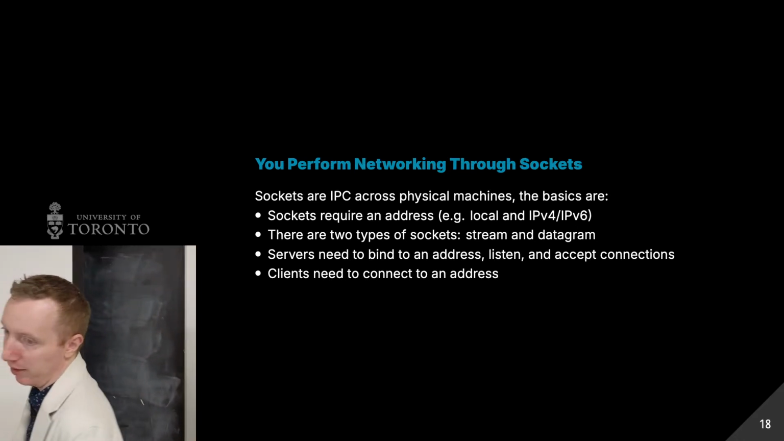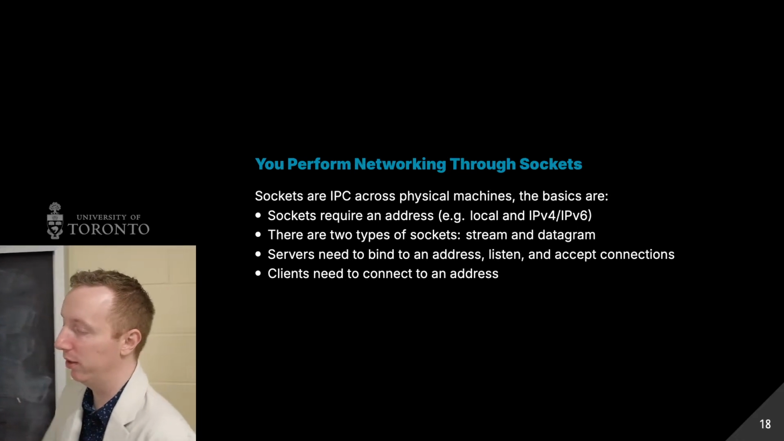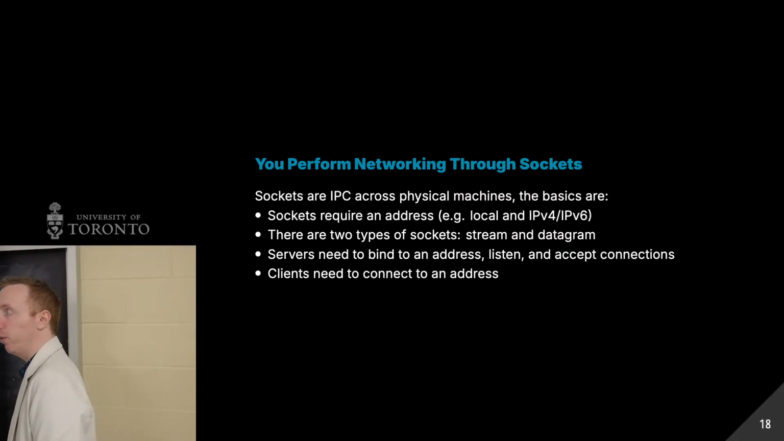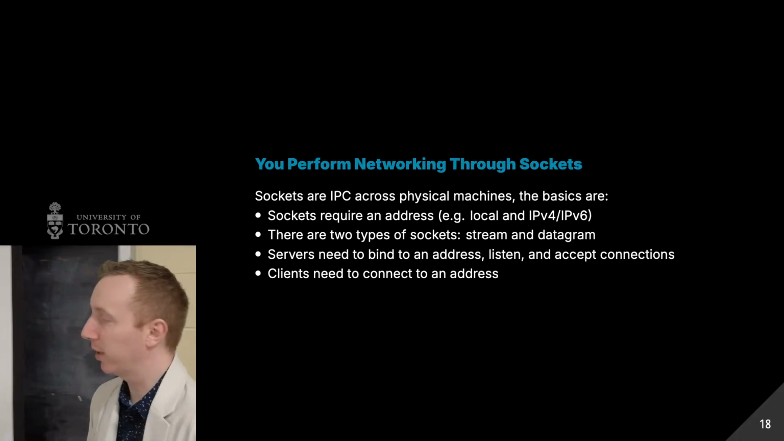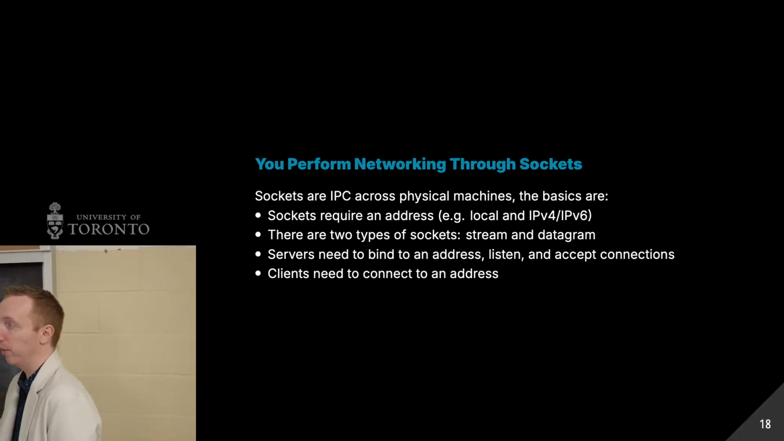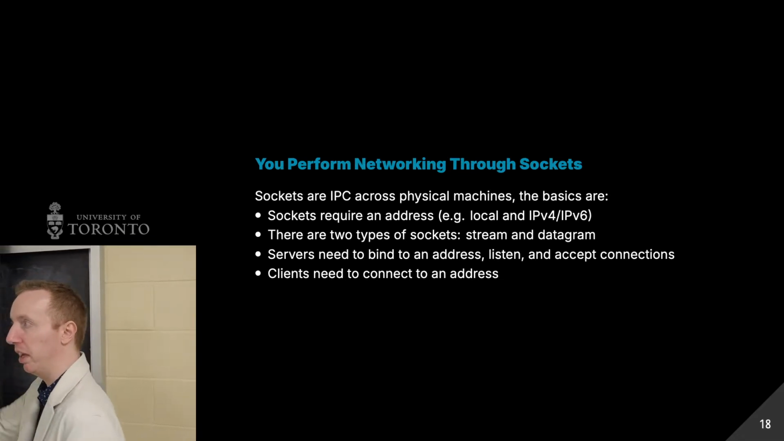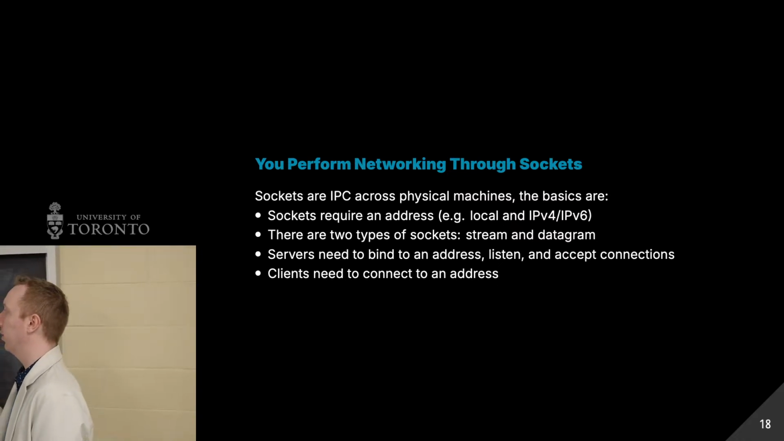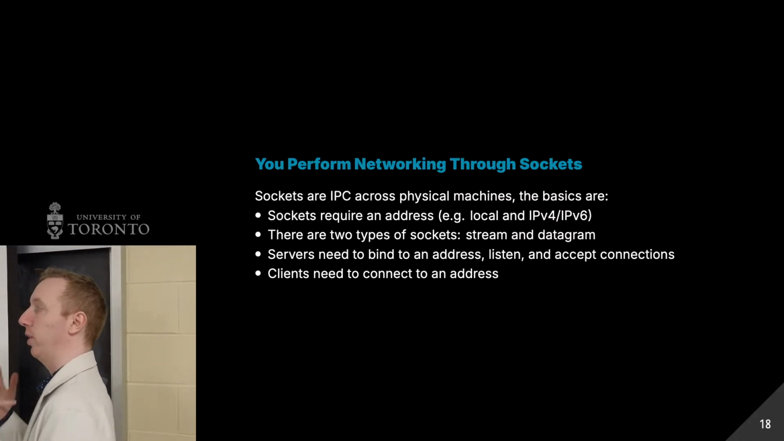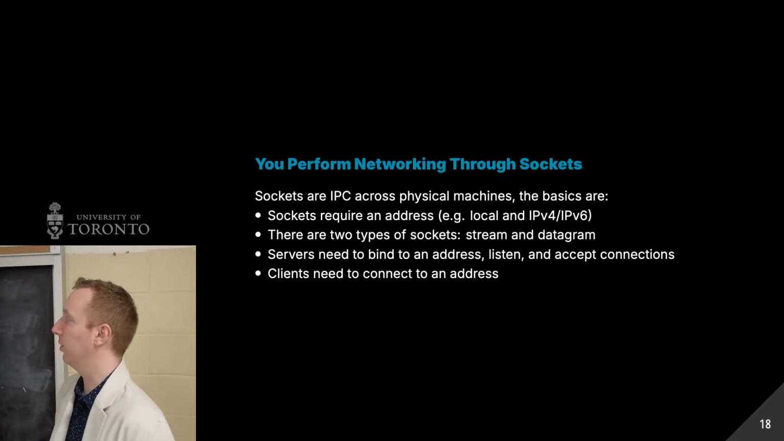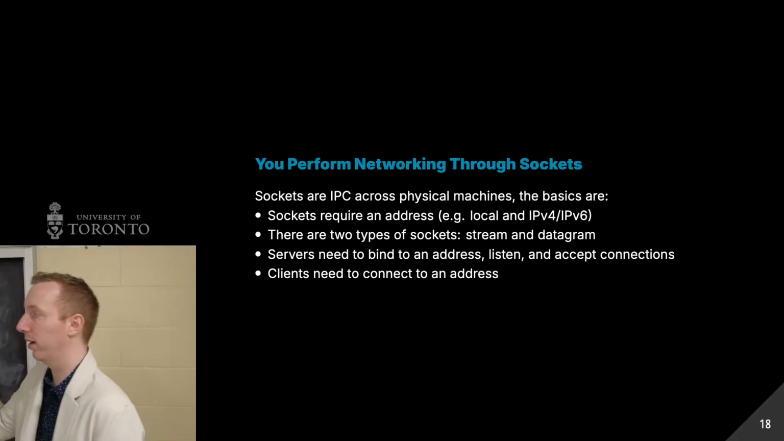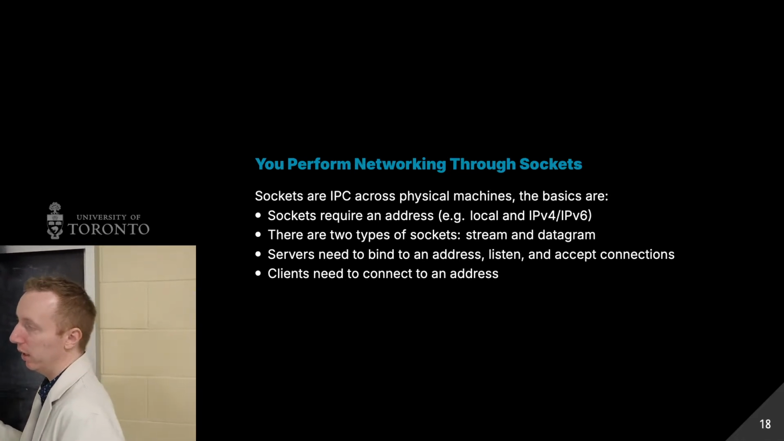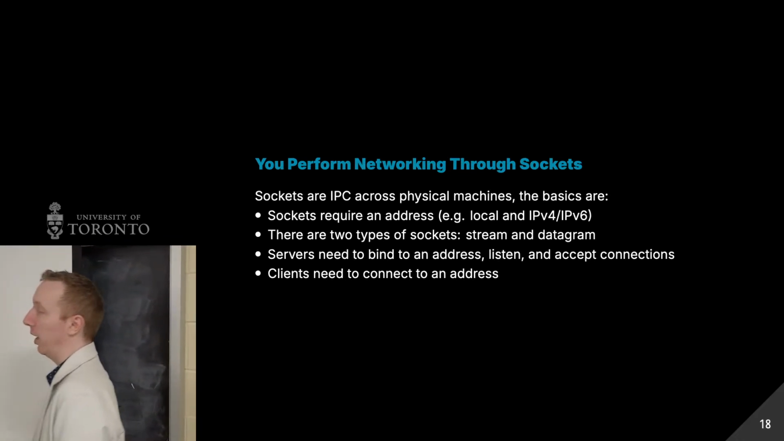So you can perform networking through sockets. It's just IPC across physical machines. Basics are: they require an address, a local or IPv4 or v6 address. Two types of sockets, stream and datagram. One's reliable and in order, the other just sends it and hopes for the best. If you're a server, you need to bind to an address, listen to it, and accept connections. Each accept call corresponds to one connection. If you're a client, you just need to connect to an address. If you successfully connect to it, you can send data back and forth to a server if you want. Again, backbone of how all the internet works.